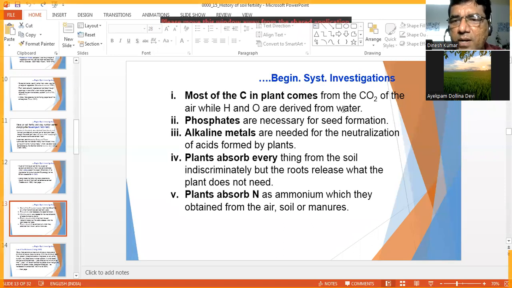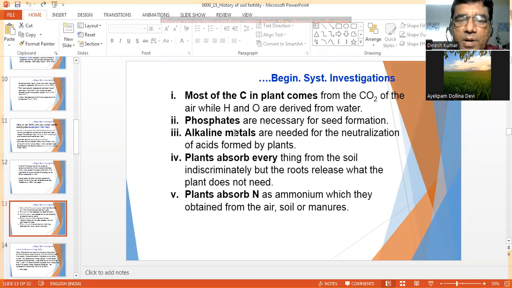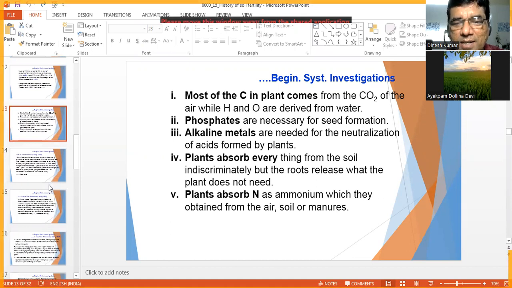Most of the carbon in plants comes from CO2 of the air, while hydrogen and oxygen are derived from water. Phosphates are necessary for seed formation. Alkaline metals are needed for neutralization of acid. Plants absorb everything from the soil indiscriminately, but the roots release what the plant does not need. Plants absorb nitrogen as ammonium, which they obtain from the air, soil, or manures. So he was the first to say that these nutrients are taken up in ionic form, and nitrogen was taken up as ammonium.